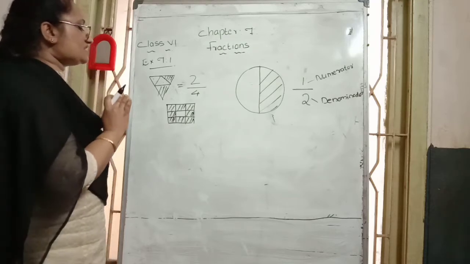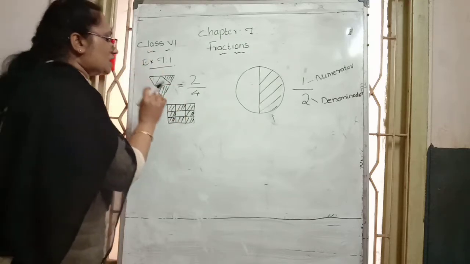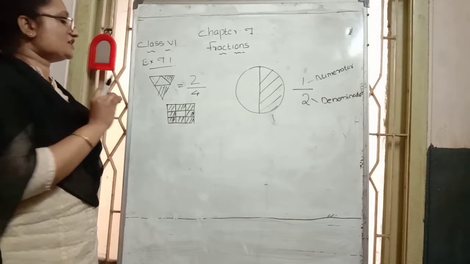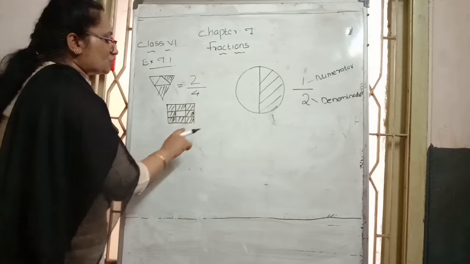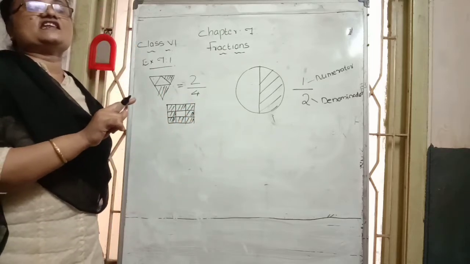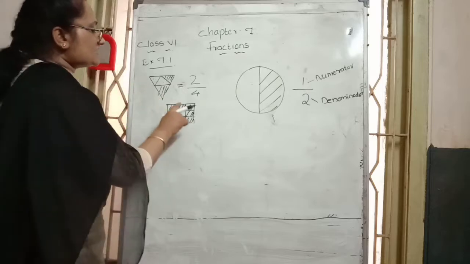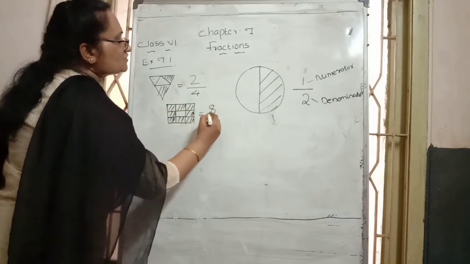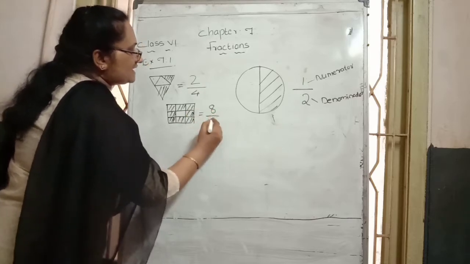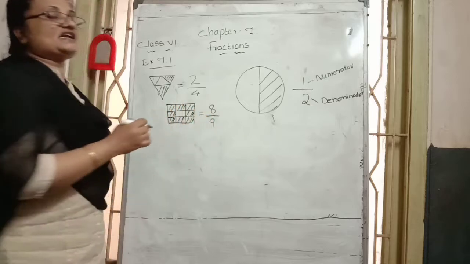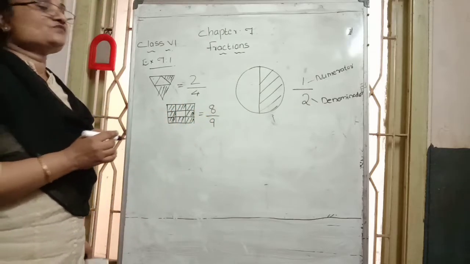So here the question is, how many parts are shaded there? The total number of parts is 9. Out of 9, 8 parts are shaded. So how do we represent it as a fractional part? Here, the shaded part divided by the total number of parts. We read this number as 8 by 9.